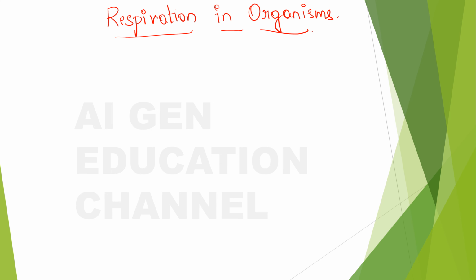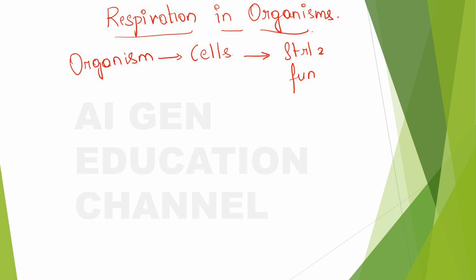Before we try to understand the meaning of the word respiration, it is very important to know that every organism is made up of small microscopic units called cells, right? And these cells are considered to be the smallest structural and functional units of the body. It means that every cell has its own function or work to perform, right?